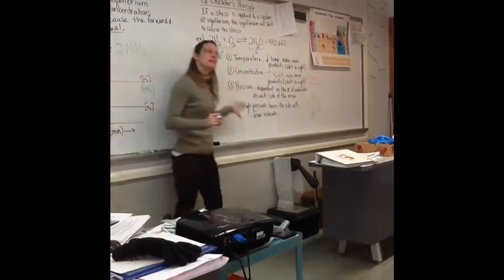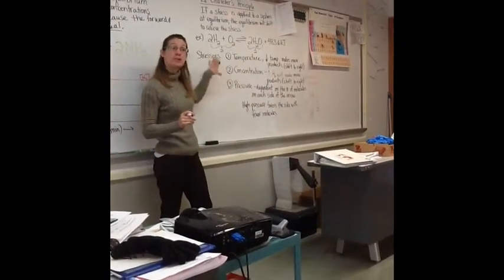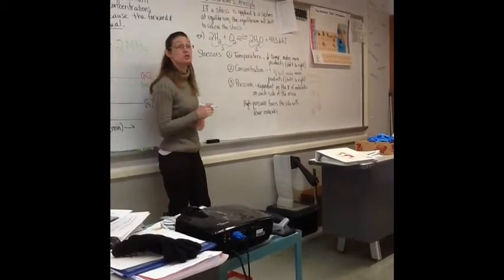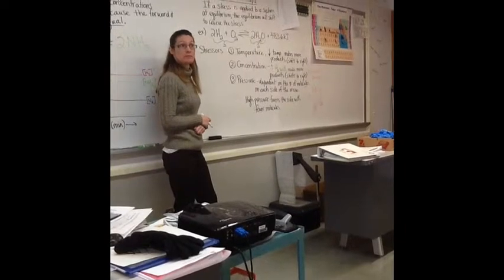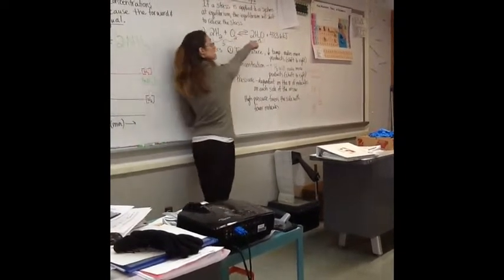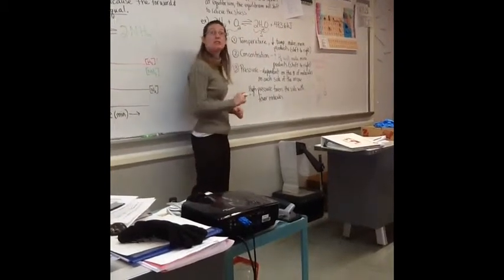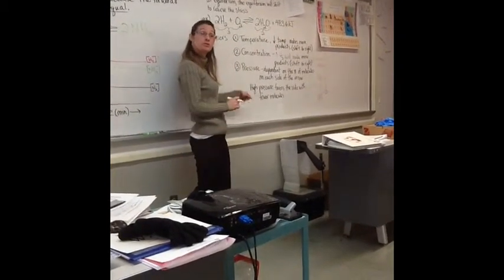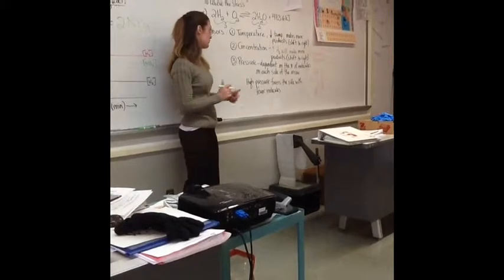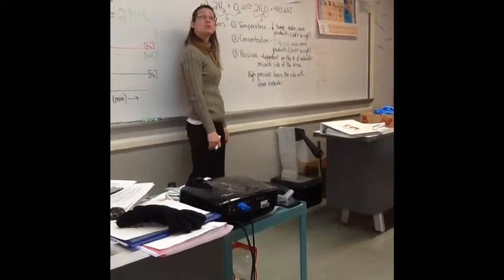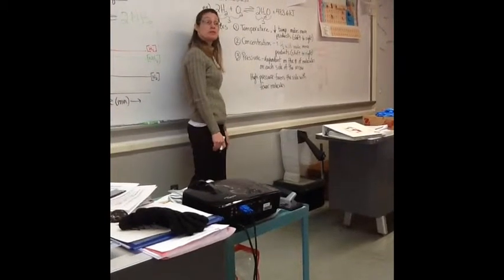So if I had to increase the pressure on this system, which side would the equilibrium shift toward? To the right side, okay? So the equilibrium would shift to the right here under high pressure because I have fewer molecules over there, right? High pressure favors the side with fewer molecules. Now what's true of the opposite? What if I lowered the pressure? Which way would the equilibrium shift?